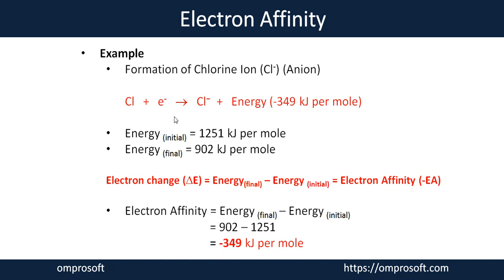It means that when chlorine gains one electron in its outermost orbital, it releases some amount of energy. Due to this reason, its initial energy value is more as compared to its ionic stage, and that is why this energy change is expressed with a negative sign. So electron affinity is nothing but the energy change when any neutral atom gains an electron. And why is this energy represented with a negative sign? Because at the initial, neutral state, the element has more energy as compared to its ionic state.